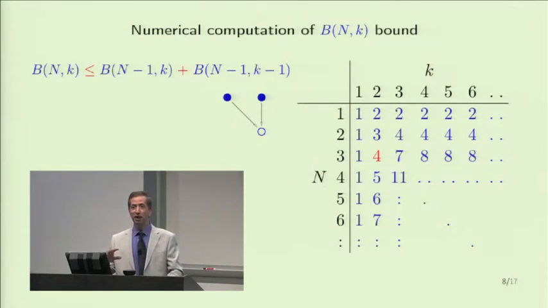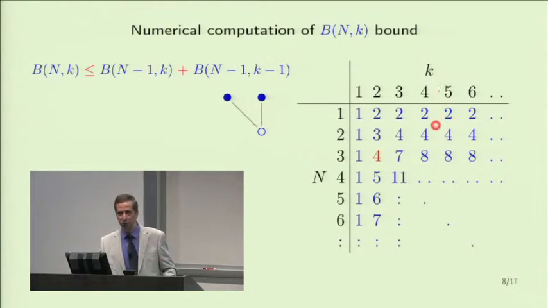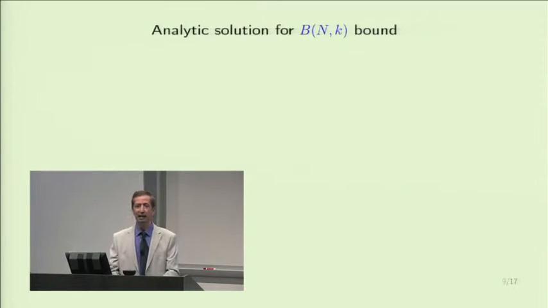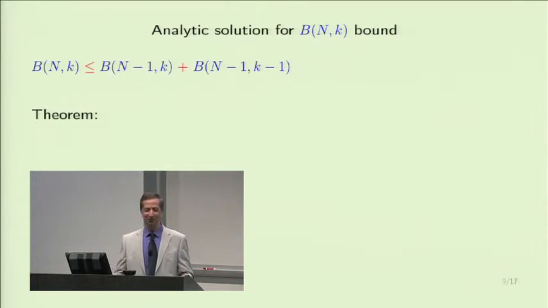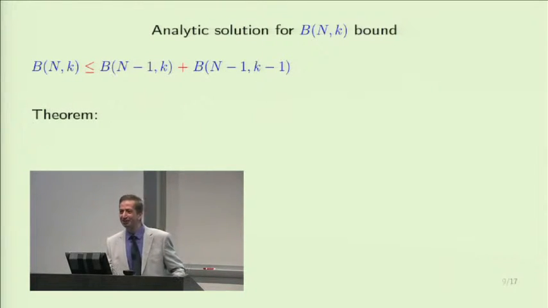So now let's go for the analytic version of that. What I'd like to do is find a formula that computes this number outright. I don't have to go through this computation numerically, okay? So let's do that. This is the analytic solution for B of n and k. Again, this is the recursion. And now we have a theorem. Yeah, when you are doing mathematical theory, you have to have theorems. Otherwise, you lose your qualifications, okay? So what does the theorem say?